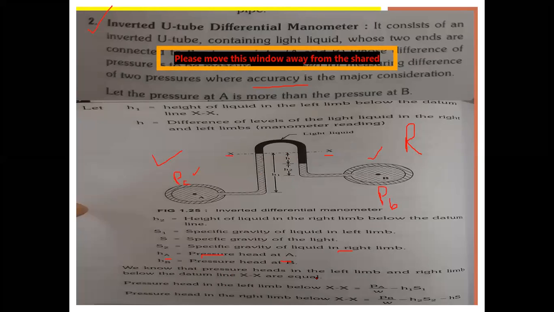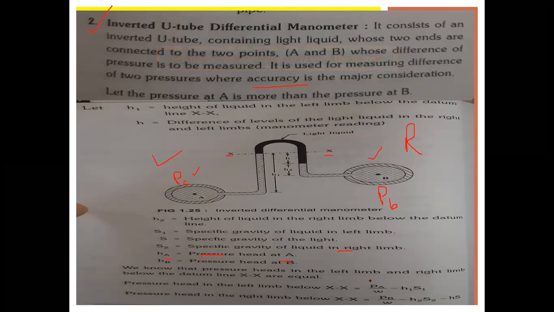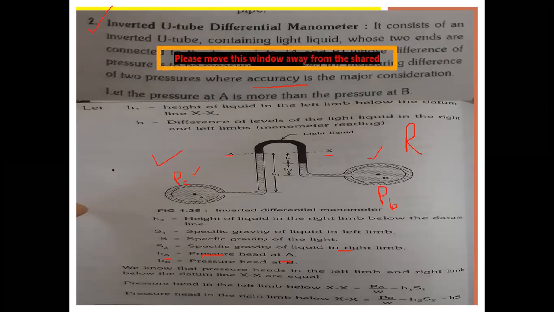the datum line are equal. So the pressure heads are PA equals PB. Now the pressure head in the left hand limb below the x-axis is equal to PA by W minus H1 S1. So for this left hand side, what's the pressure head? Pressure head is equal to PA by W, pressure by weight, minus H1 S1. For the right hand limb also the same thing: PB by W minus H2 S2 minus HS, the specific weight of the water HS. So that is for the right hand side limb.